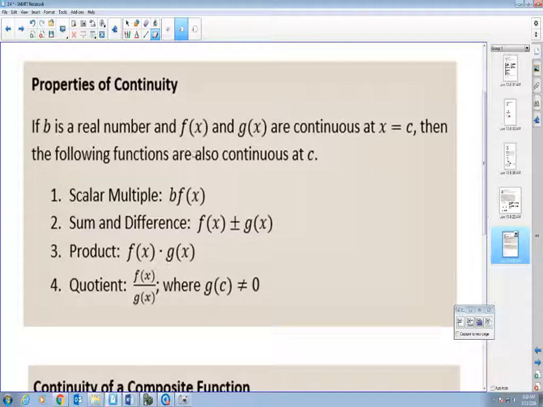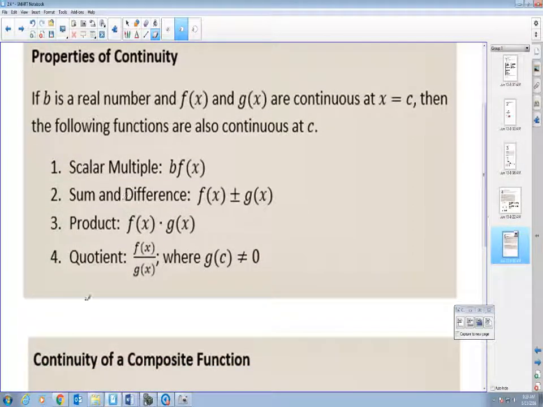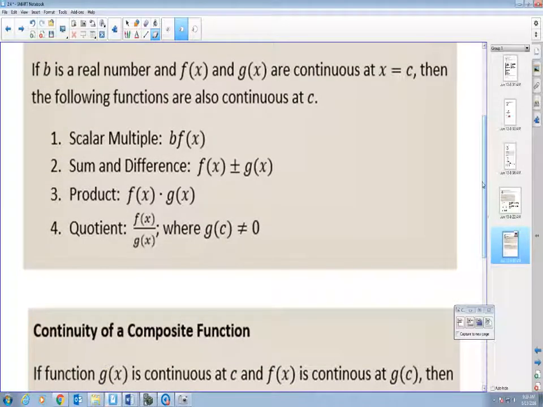Since my two functions are continuous at c, if I add them or subtract them, the new function will also be continuous at c. Same thing for multiplication, and same thing for the quotient, except that when I evaluate at c, the denominator cannot equal 0. These four things are true because my two functions f and g are already continuous at c. Then the product, the quotient, the sum and difference, and the scalar multiple will also be continuous.